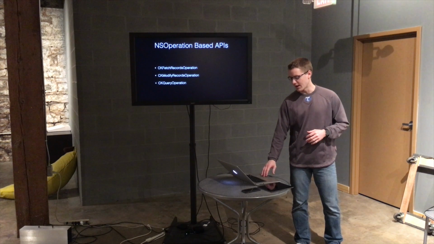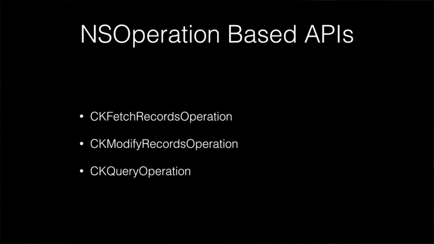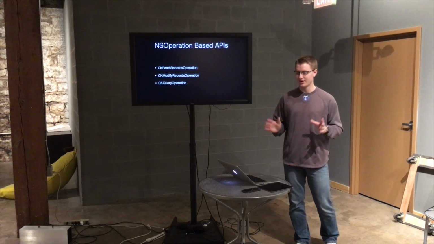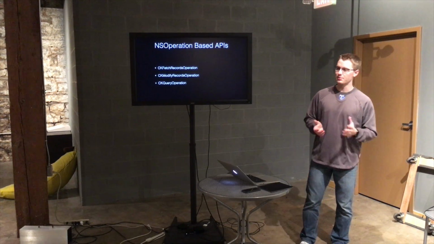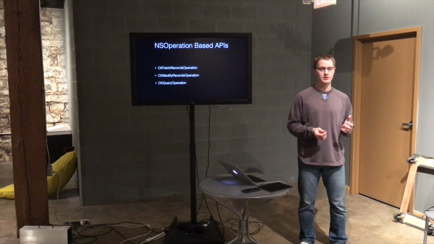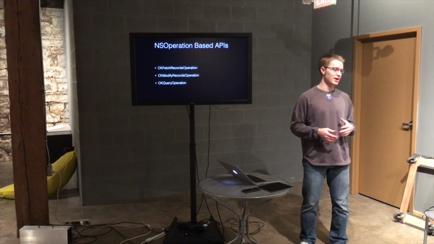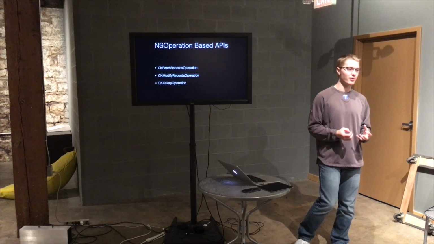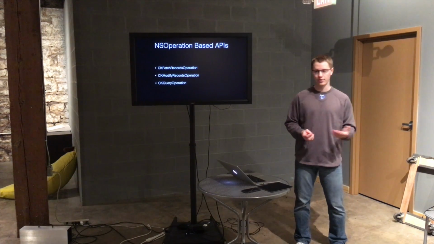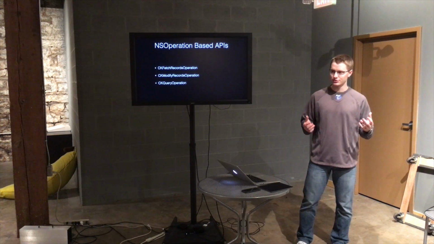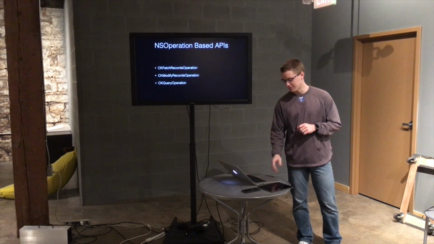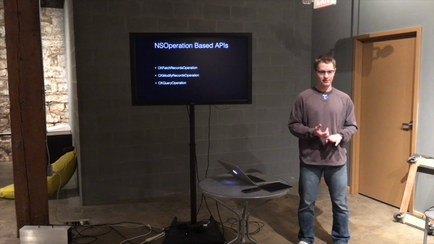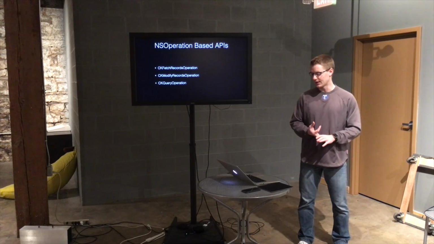So the more powerful APIs are the NSOperation based APIs. These allow you to queue operations and chain them together. They're much more powerful than the convenience APIs. Once you get past using those convenience APIs, moving on to the NSOperation based APIs is the next logical step. It gives you a lot more power and allows you to do a few more things that you might be trying to do with those convenience methods. So we have the CK fetch record operation, CK modify record operation, and the CK query operation.